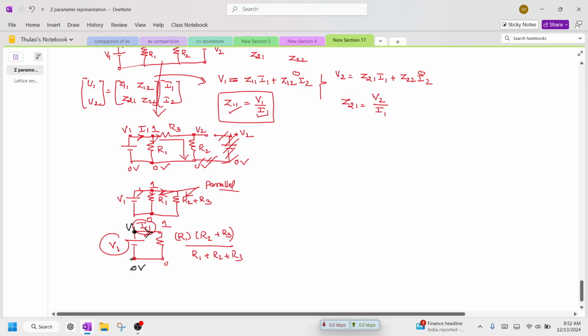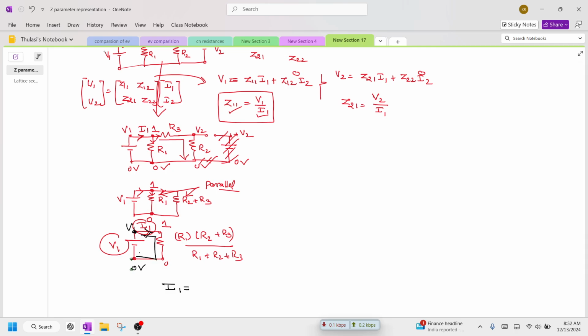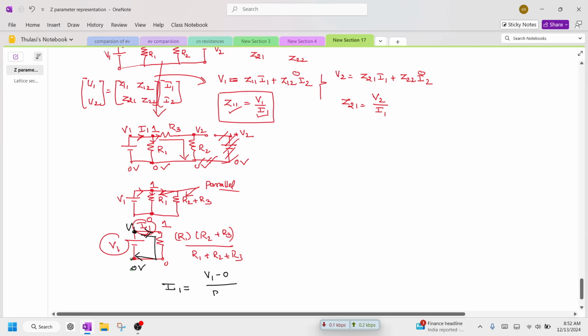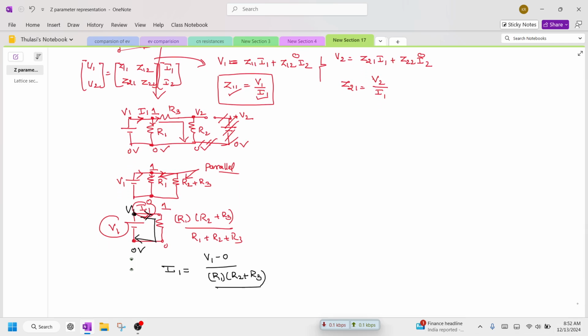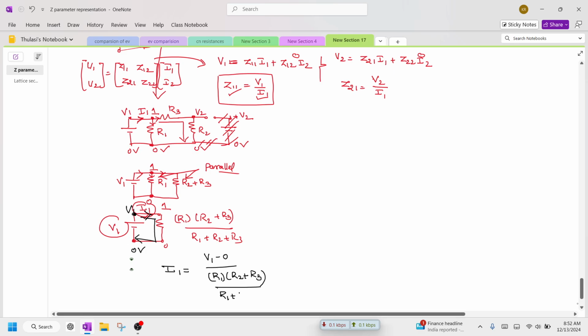So from here I can write down I1 is equal to, how to write down the current I1? The current which flows across this resultant resistance. So I1 is equal to high voltage minus low voltage by resistance. So what is the high voltage? V1 minus 0 divided by R. What is R value? Which is R1 into R2 plus R3 divided by R1 plus R2 plus R3.